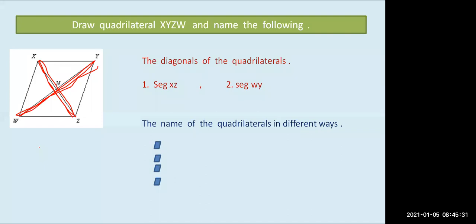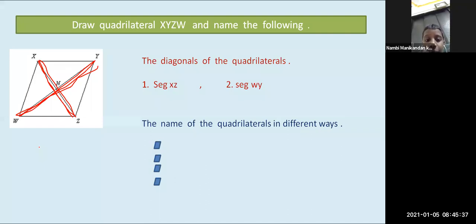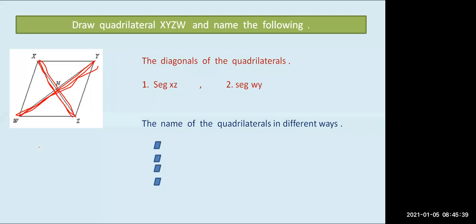If I'm starting with X, what will be the name of the quadrilateral? X, Y, Z. Only 3 alphabets I have. X, W, Y. Okay. Anything will do. X, W, Z, Y will also do.